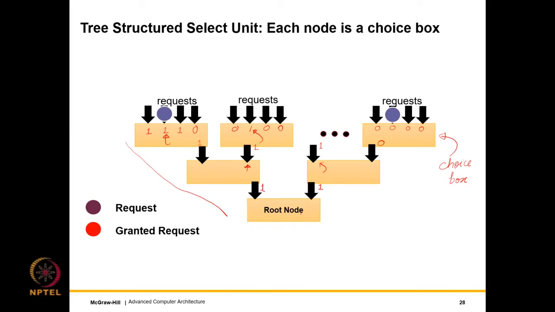Finally, the root node will make a choice. Let's say it chooses this one. Then it will decide to grant the request. The grant signal will follow the reverse path. It will grant this. Then this choice box will go back to the request that it had remembered. So then this is this, and then the grant signal will go via this route. So what we are essentially doing is aggregating the choices in a tree structured fashion.